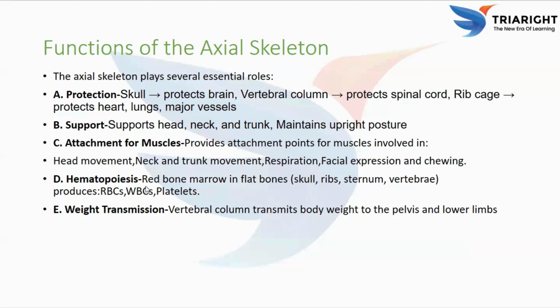Next, coming to the weight transmission function. How does it transmit the weight? The vertebral column transmits the body weight of the upper body. It transfers this weight to the pelvis and eventually to the lower limbs. This is why the lumbar vertebrae are the strongest, because they bear the most weight. Are you getting my point? This is about the functions of the axial skeleton.